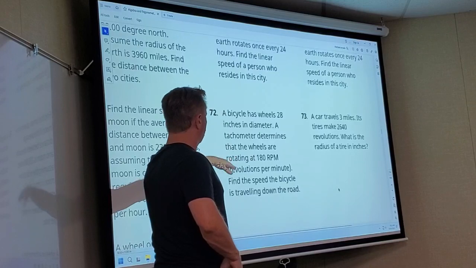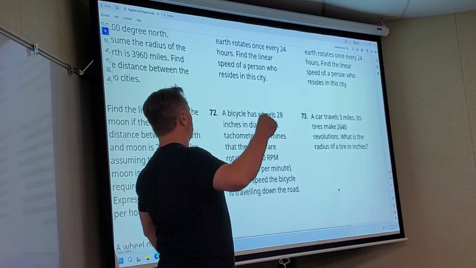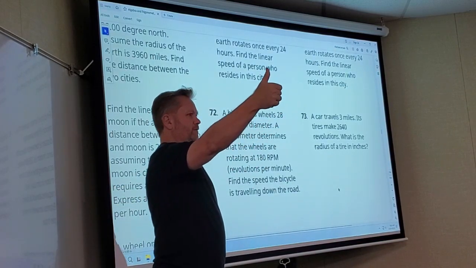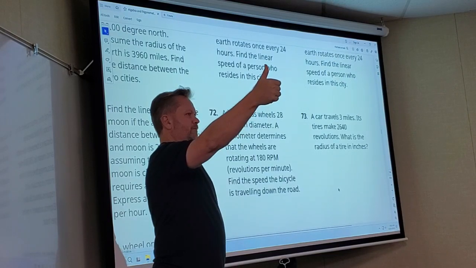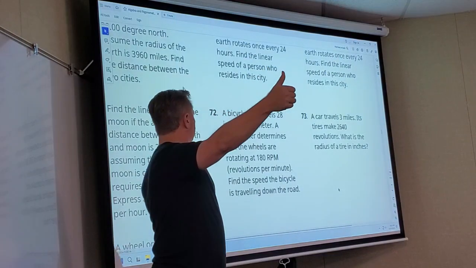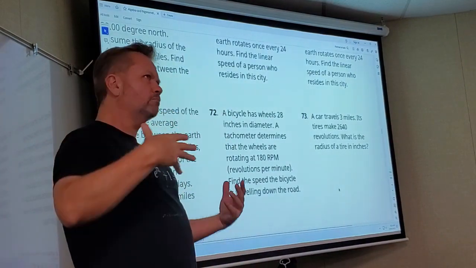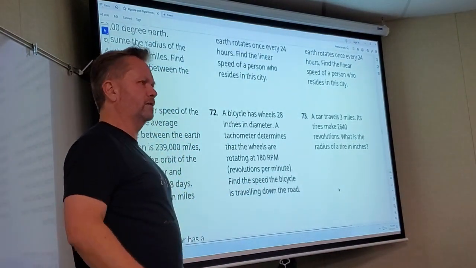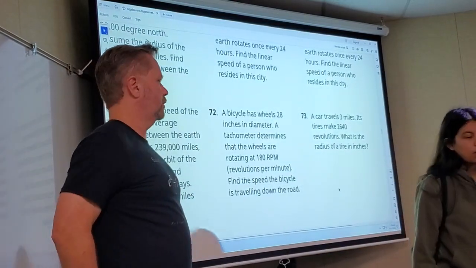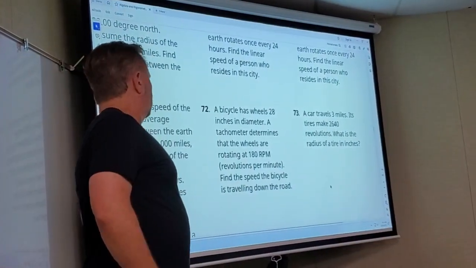Determines that the wheels are rotating 180 RPM. Okay. So I know the radius. What's the radius? 28 inches. No. What's the radius? 14. All right, I love it. Oh, there you go. Radius is basically more important than diameter because it shows up in more equations. Right, sometimes.